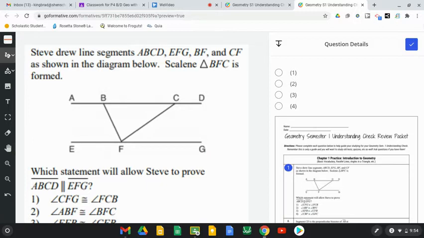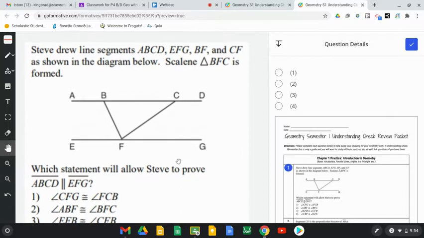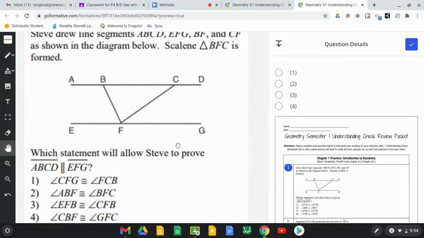So here we go. So Stephen drew line segments AB, CD, EF, GB, F, and CF, as shown in the diagram below. Scaling triangle BFC is formed. Which statement will allow Steve to prove that these two lines are parallel? Okay. Now, if you also need to move it, boom, there we go. I gotta prove these two lines are parallel.